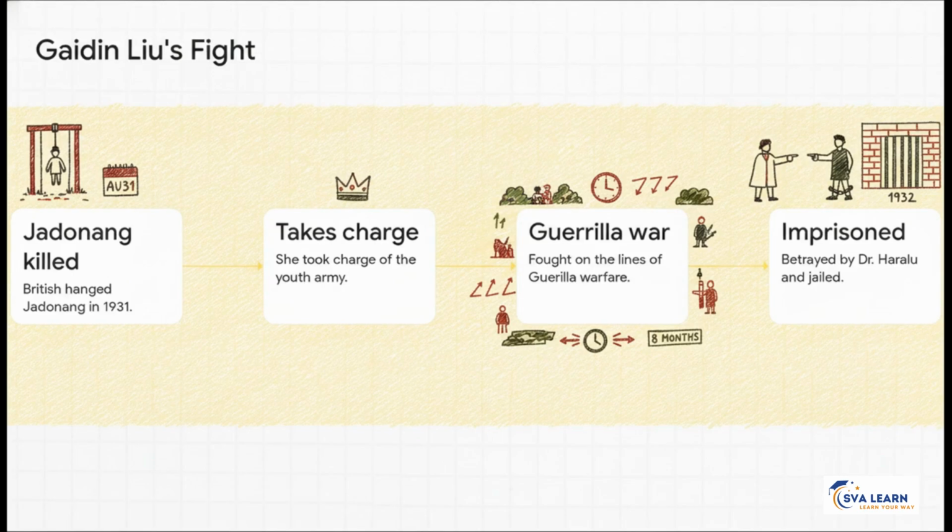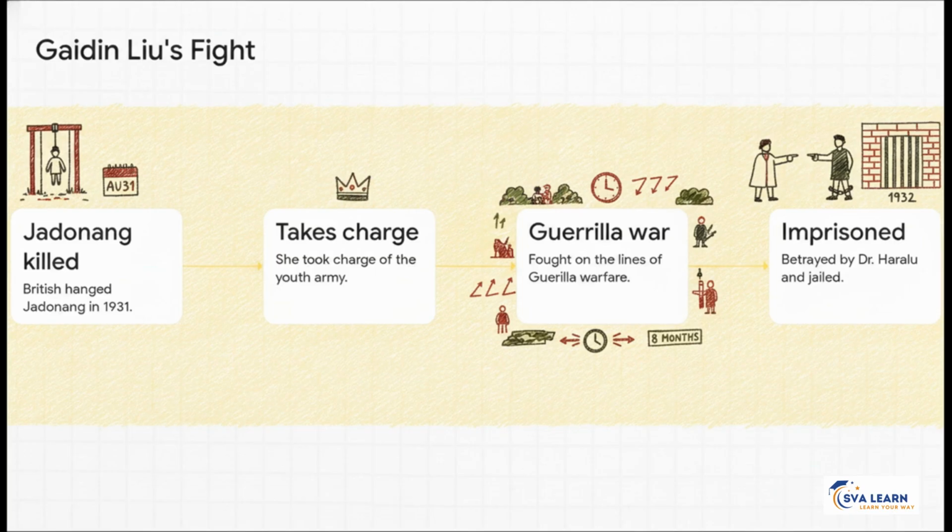When a Naga tribe leader named Jadonang didn't allow women in his youth army, Gaidinliu gathered the women of the Northeast, joined his Heraka religious movement anyway, and integrated her forces to fight the British. Her timeline is an incredible story you absolutely need to remember for the test. Step 1. The British capture and hang Jadonang in August 1931. Step 2. Gaidinliu immediately steps up and takes full charge of the army. Step 3. She wages a relentless guerrilla war.